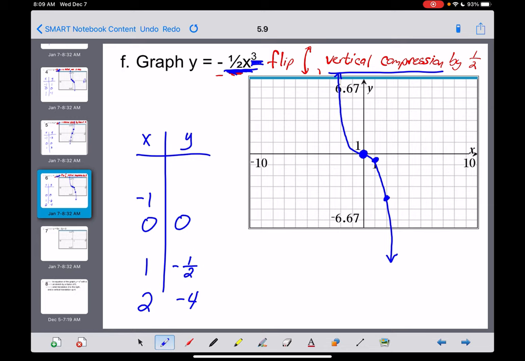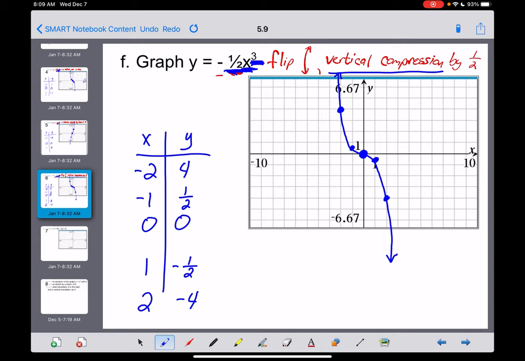Let's check it. If I put in a -1, -1 cubed is -1 times -1/2 is +1/2. So -1, 1/2, yeah, that's pretty close. If I put in a -2, -2 cubed is -8. -1/2 times -8 is +4, so -2, 4 gets me right about there.